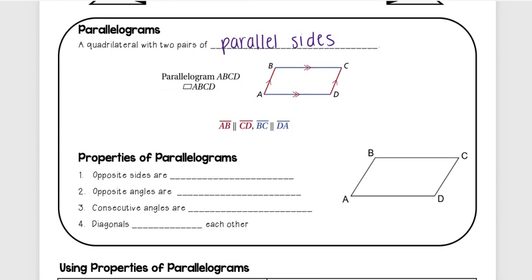And so parallelograms have four specific properties. The first is that opposite sides are congruent. So they're the same. So BC would be congruent to AD, and AB would be congruent to CD. Not necessarily all of them being congruent to one another. So for example, if BC was 5, then AD would be 5, and if AB was 2, then CD would be 2.